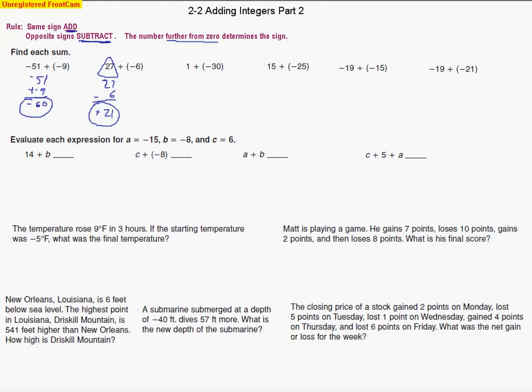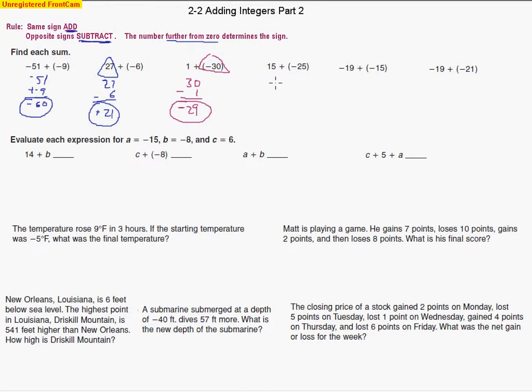Over on this next one here, we end up having to subtract once more. Notice that we have opposite signs, so we're subtracting. And so when I subtract those two numbers, I get 29. And notice that we have more negatives this time than positives. So that's why I end up at a negative 29.